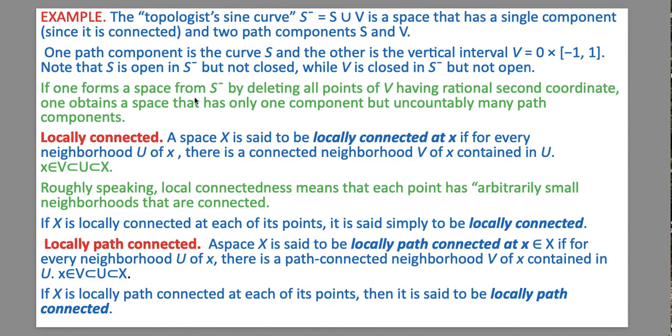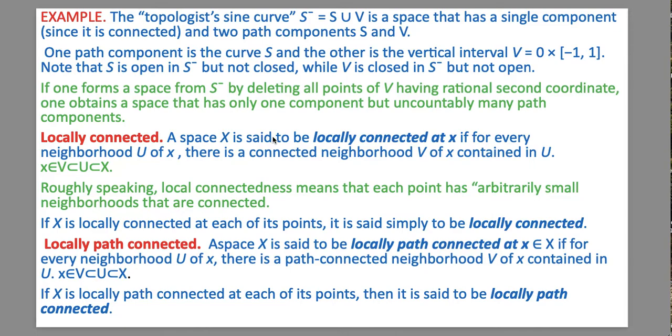If one forms a space from S bar by deleting all the points of V having rational second coordinate, one obtains a space that has only one component but uncountably many path components. Now we will define local connectedness.